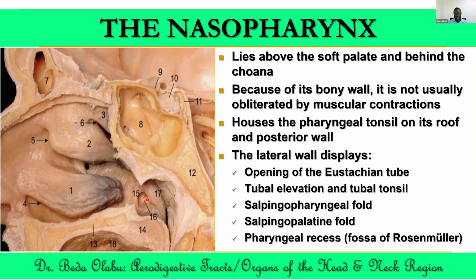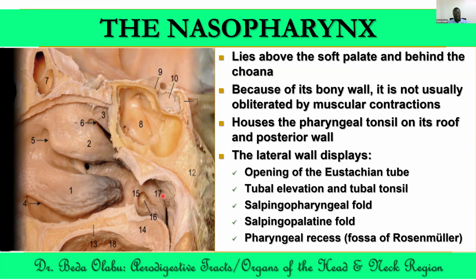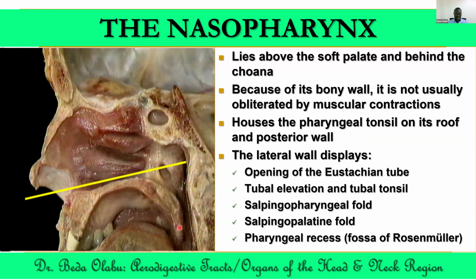Then we have the pharyngeal recess, also known as the fossa of Rosenmuller. This is the pharyngeal recess or fossa of Rosenmuller, extending much higher, a bit obliterated in this one, but in this image you can see it better. So the part pointed there is the pharyngeal recess of the fossa of Rosenmuller. Take note that again, this is the tubal ridge with salpingopharyngeal fold, opening of the eustachian tube. This salpingopalatine fold is that one.